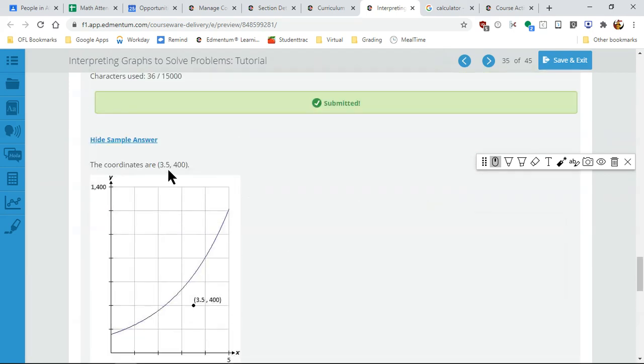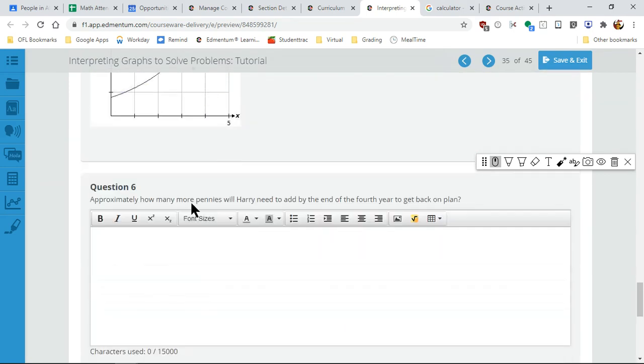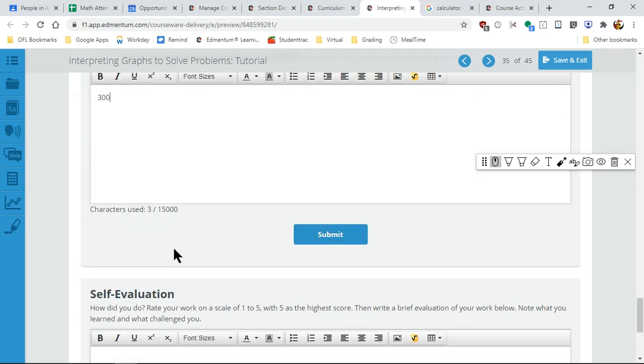So it just shows us where it should be. I guess it doesn't say how far below his goal. How many pennies does he need to add to get back on plan? So I think what this is asking is how far below his goal he is. Approximately how many more pennies does he need to add to be back on track? So how far below his goal he is. I'm going to say this is a 300.